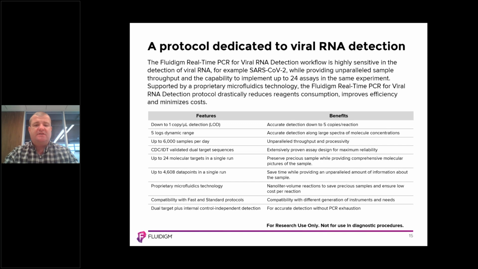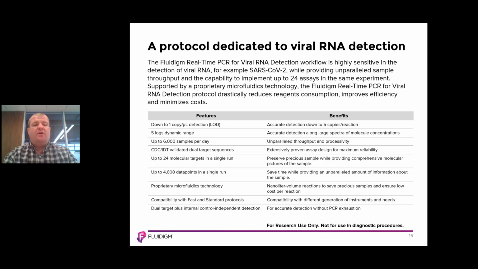Let's take a look at some of the features and benefits associated to our protocol. As shown in the table in the center of the slide, we can detect down to 1 copy per microliter. That is our limit of detection. That means per reaction, we can detect down to 5 copies per reaction. We also offer 5 logs of dynamic range. That means that we're able to detect along a large spectra of molecule concentrations. And that's important because, as you know, when you receive samples in your lab, the viral load of each of the samples may be different.